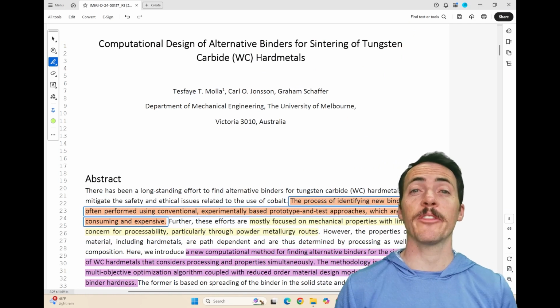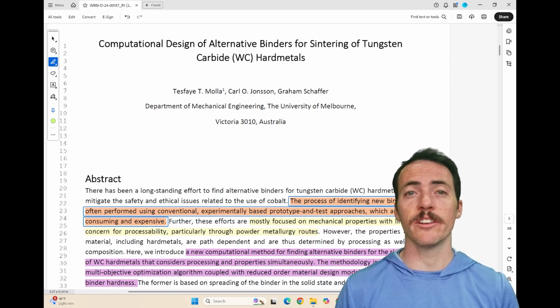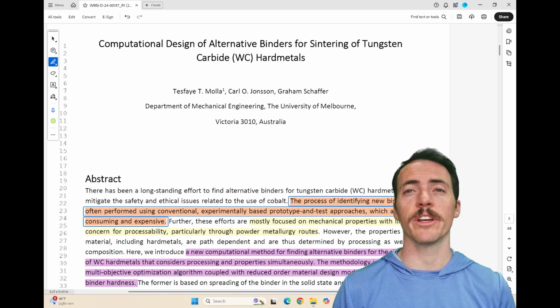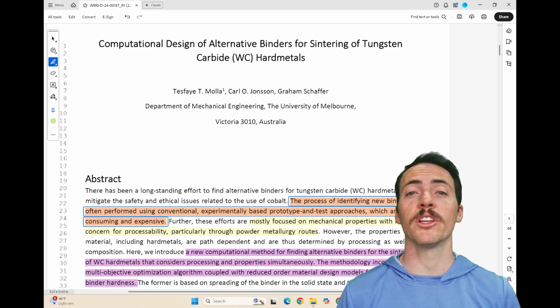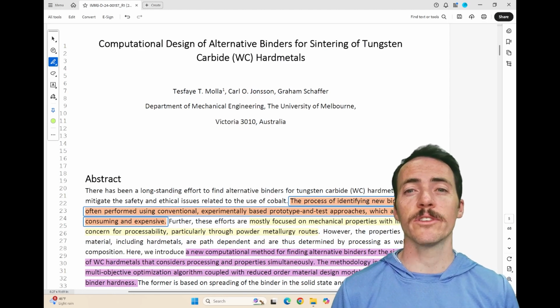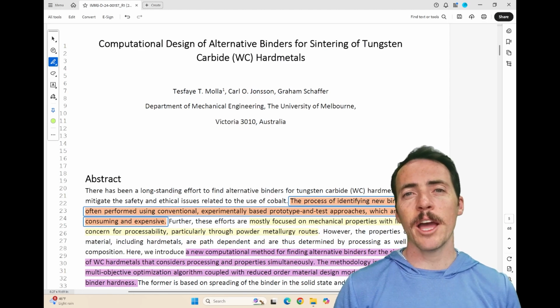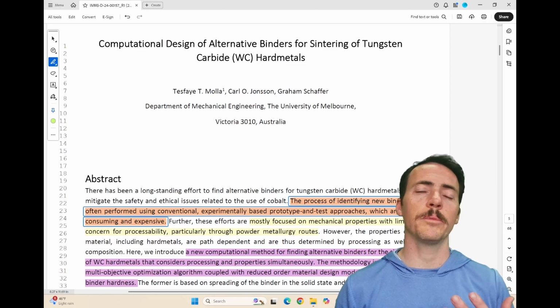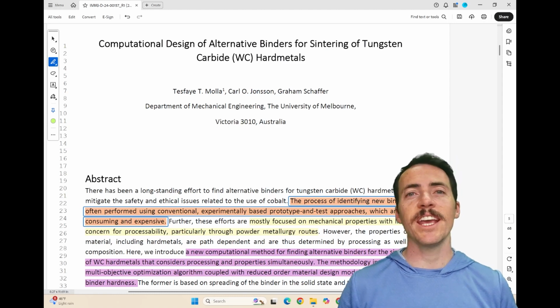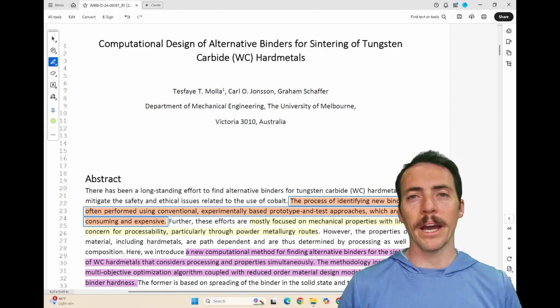Today, I'm here to talk about the paper, Computational Design of Alternative Binders for Sintering of Tungsten Carbide Hard Metals. This paper comes to us from Molla, Jonsson, and Schaffer at the University of Melbourne. And the key hypothesis that they're setting out to answer in this paper is whether or not we can use computational methods to aid in the design of new binders, right?